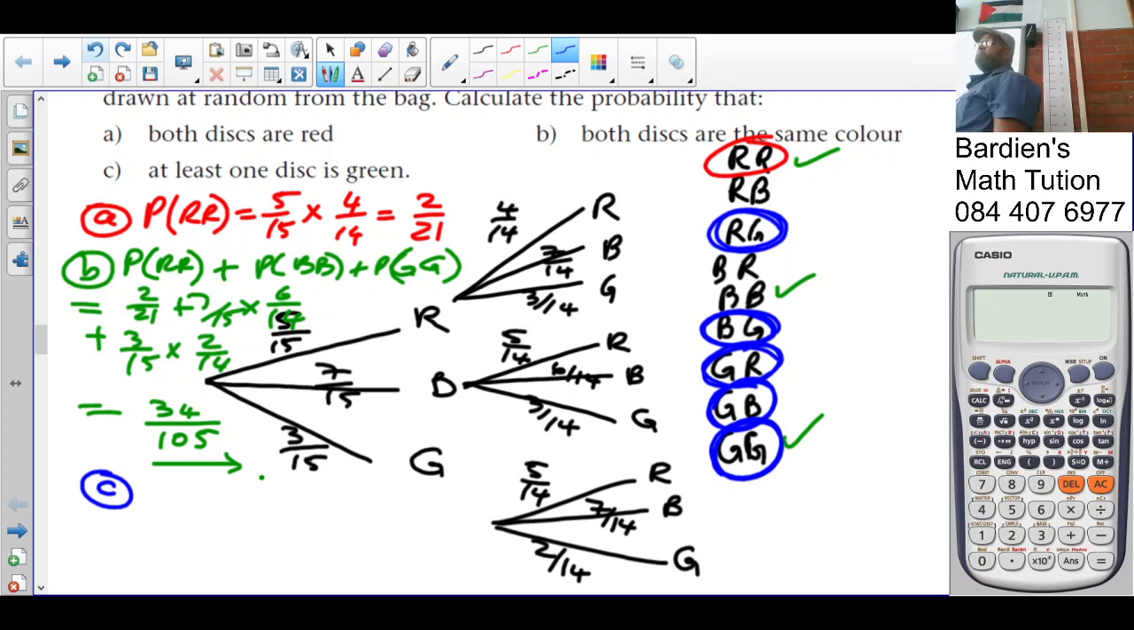Did you see that, people? So I can say it's going to be 5 out of 15 times 5 out of 15 times 3 over 14 plus that and that plus that and that. Not so? So instead of working out 1, 2, 3, 4, 5 probabilities, I can just say 1 minus 3 probabilities. Not so? But if you wanted to say 5, no problem.